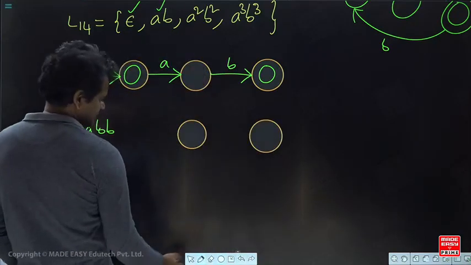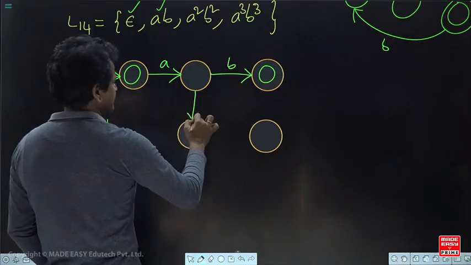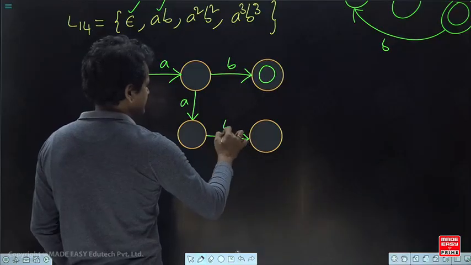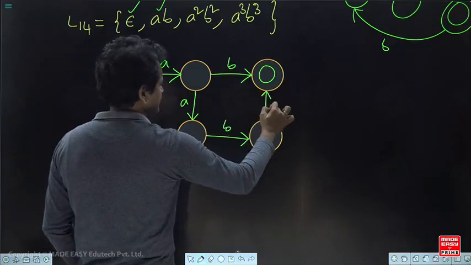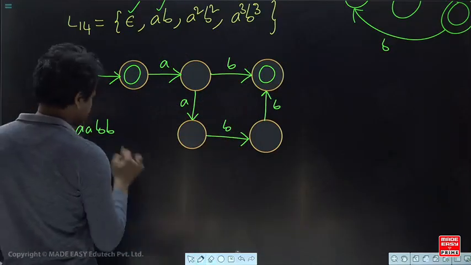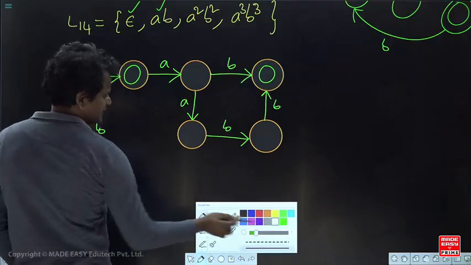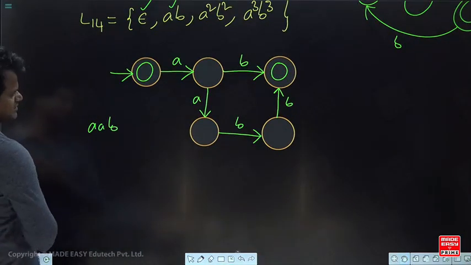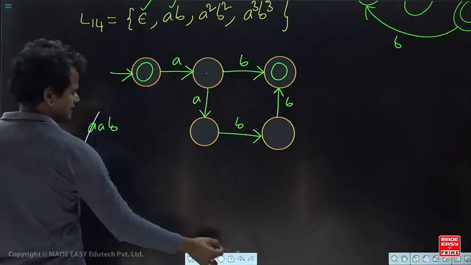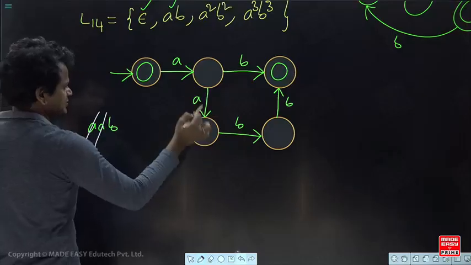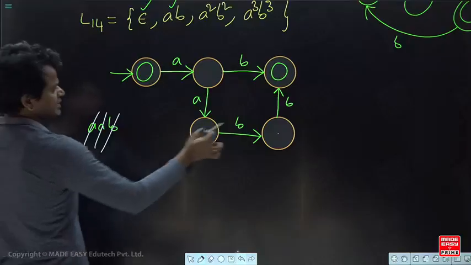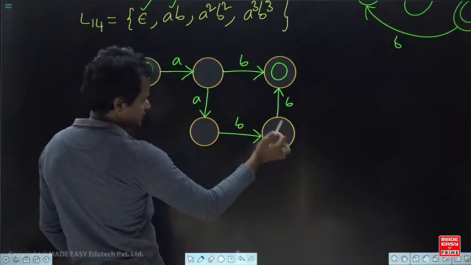Guys, look at this one. a square b square. Okay, are you following? Hello guys, just look at this one. Is this valid or invalid? Why? a's are 2, b's are 1, not equal. Let me check. On the first a, the machine comes here. Next, on the second a, the machine comes here. Next, on b, the machine comes here, and the string is completed. The machine stops in a non-final state, not accepted.